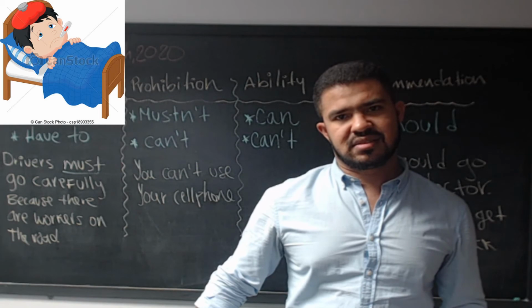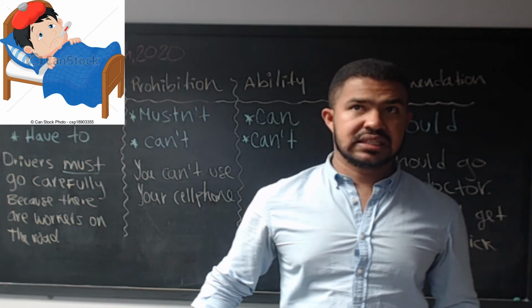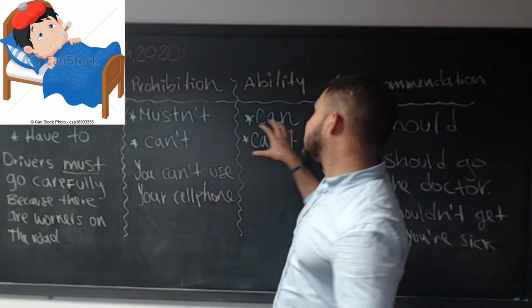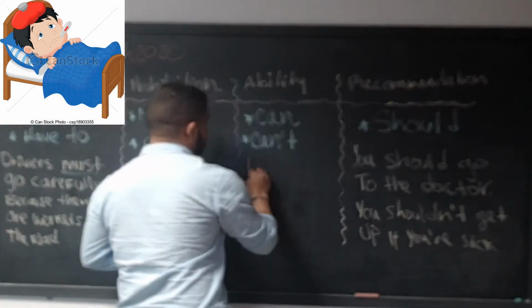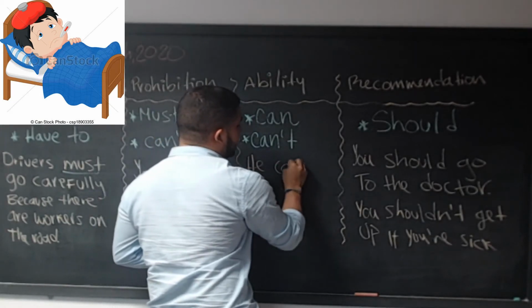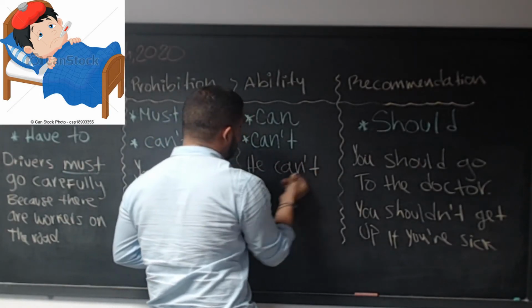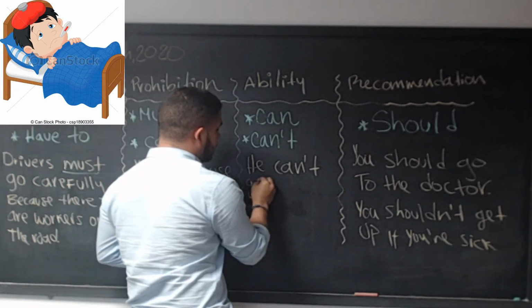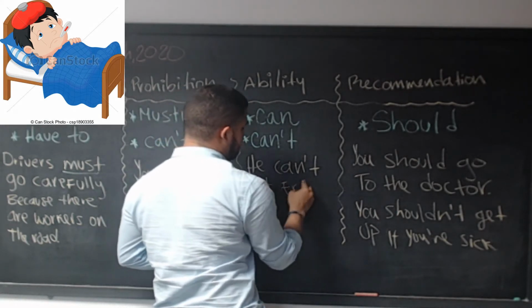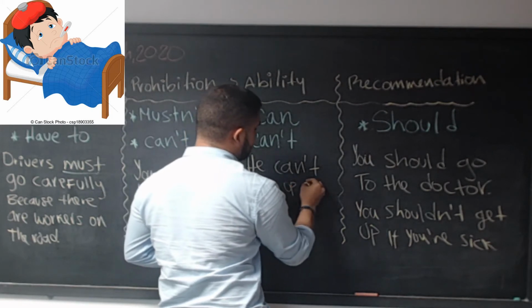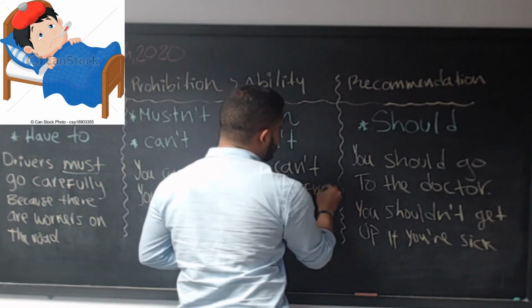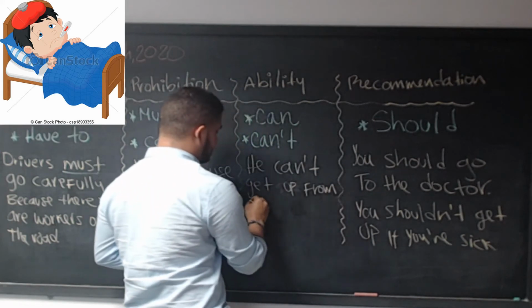Astrid. He can't wake up from his bed. He can't. Alright? Maybe that's an ability. Okay? That's an ability. He can't. Okay, let's write it here. So he can't. No puede. Es una habilidad que, o sea, es una habilidad que no tiene. He can't get up from bed. Él no puede levantarse de la cama.